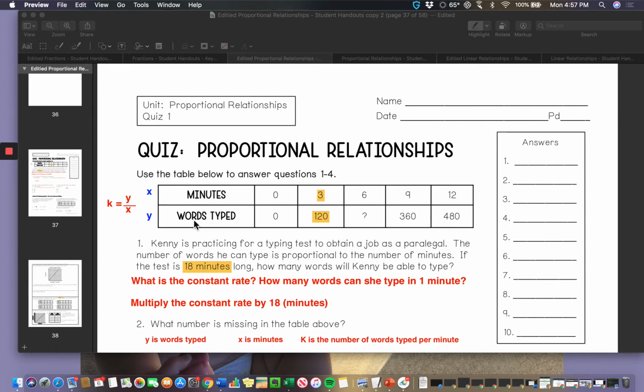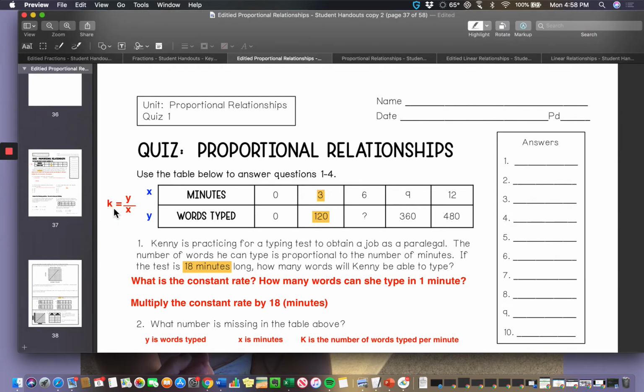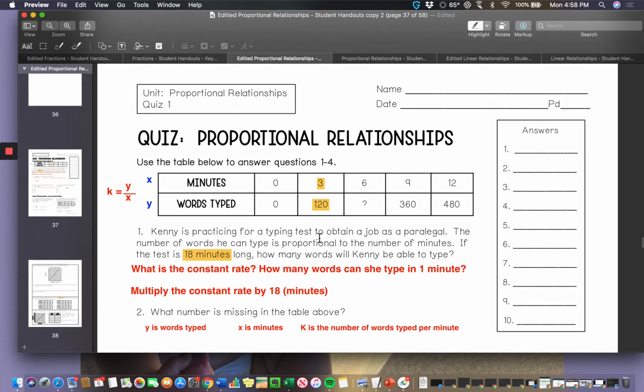So, we have minutes and words typed, and minutes are increasing by 3 every single time. We need to figure out what rate the words typed are increasing by. One way to find the rate, or the constant, is with this formula: K, the constant, equals Y divided by X. Y is the number of words typed, and X is minutes. So if I take Y, 120, and divide it by 3, that gives me my constant rate. Keep that in mind as we go through numbers 1 through 4.